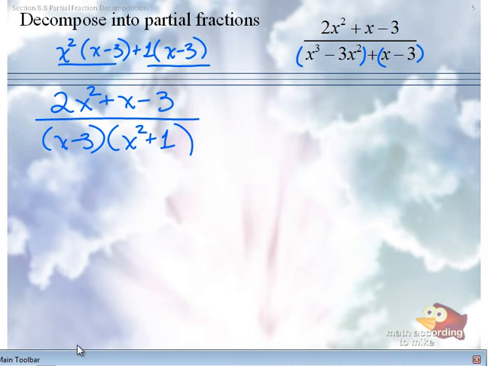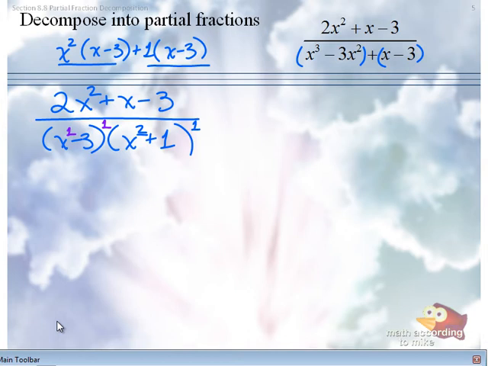Notice this is a combination of case 1 because we have non-repeating linear factors, and case 3, non-repeating quadratic factor. The sum of the multiplicities tells you the number of fractions we need. How many fractions do we need? Sum of the multiplicities, not degree. Please know the difference between multiplicity and degree.